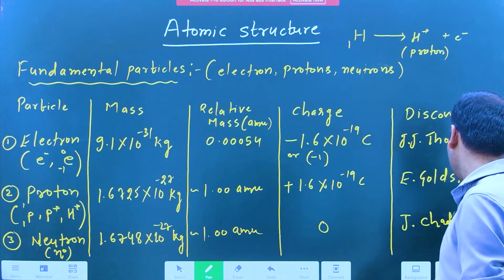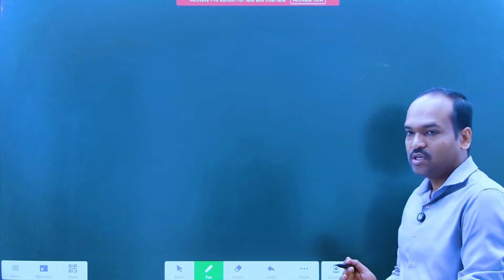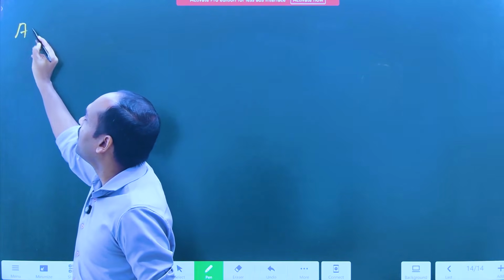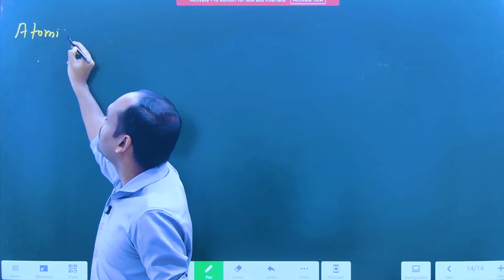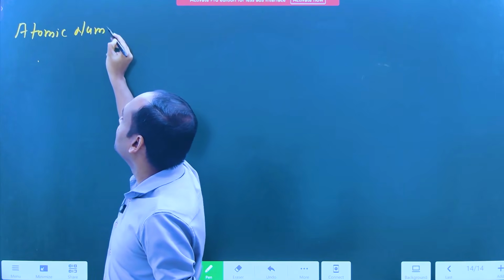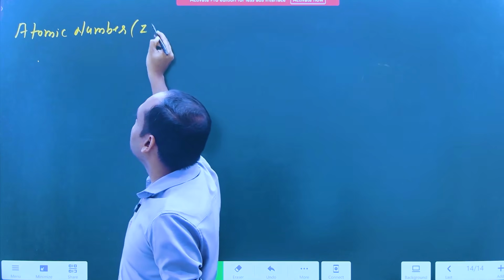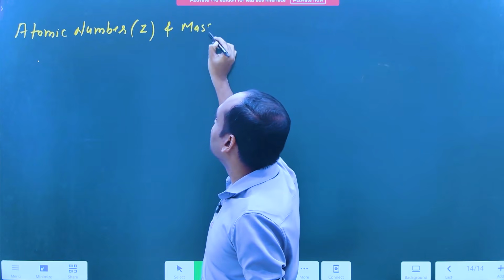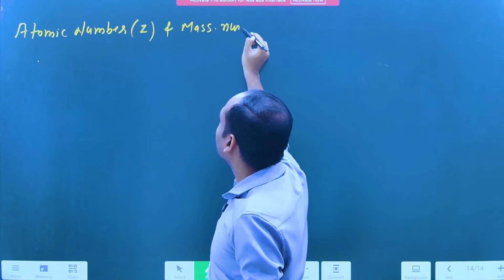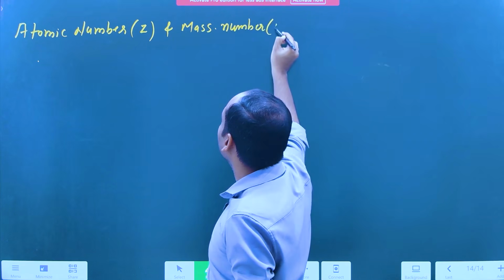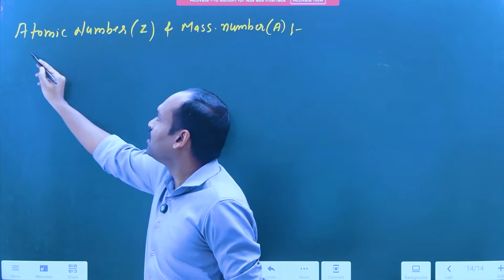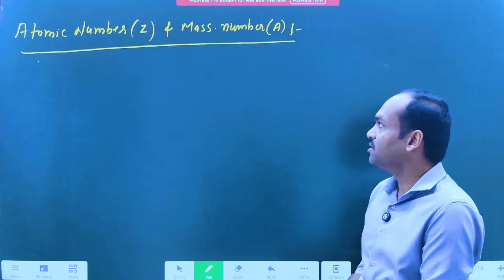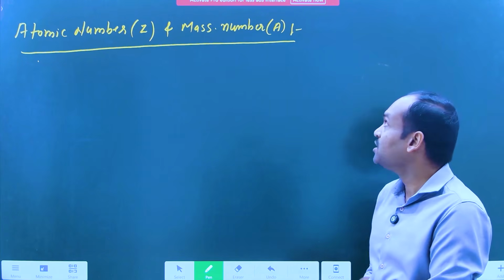So next, let's discuss atomic number and atomic mass. The atomic number symbol is Z, and the mass number symbol is A. Atomic number and mass number.